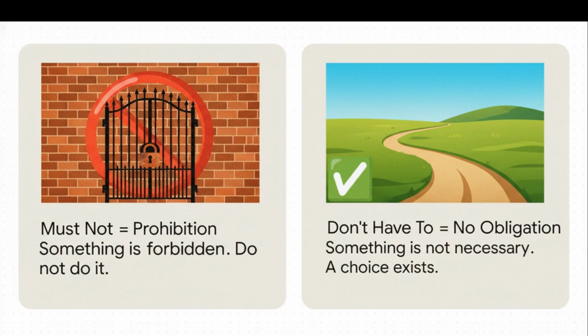Must not or mustn't means something is forbidden. It's a prohibition. Absolutely do not do this. Think of a no entry sign. But don't have to is completely different. It just means there's no obligation. It isn't necessary. You have a choice. You can if you want, but you don't have to.